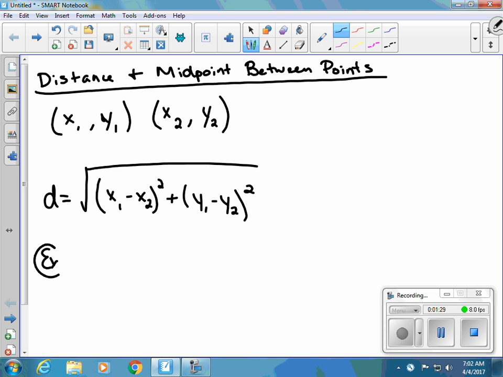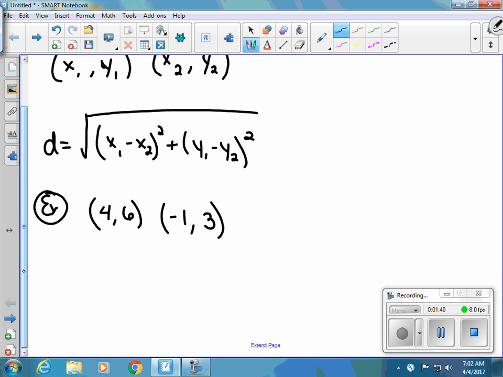So, for example, let's say I have the coordinates 4, 6 and -1, 3. All right, so all I'm going to do is I'm just going to plug this right into my distance formula. The biggest thing that people have troubles with is simplifying the radical. So we've got 4 minus -1 squared plus 6 minus 3 squared.